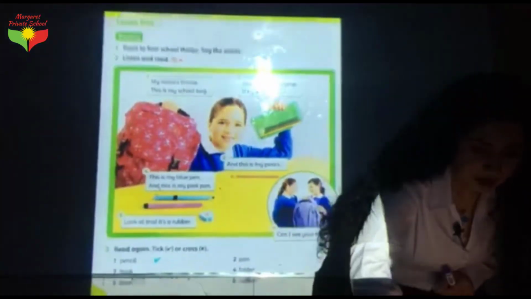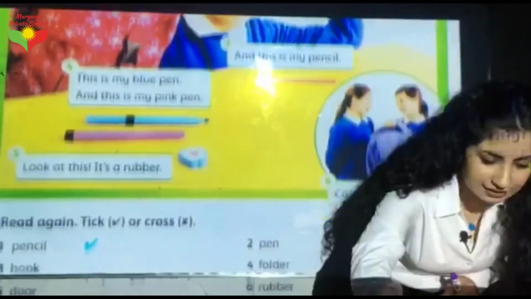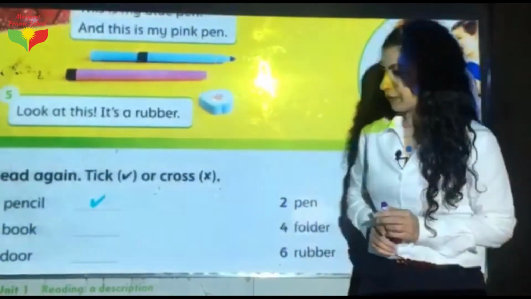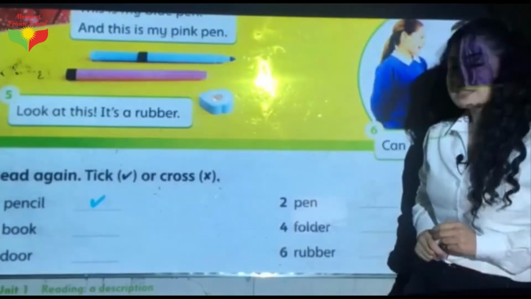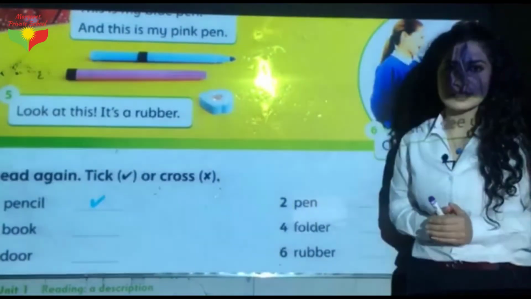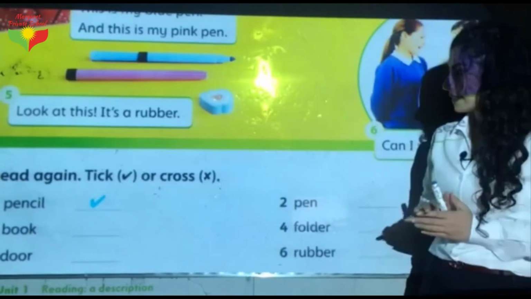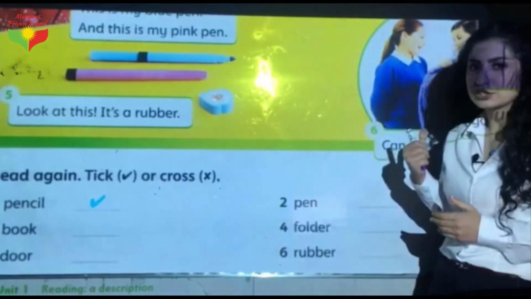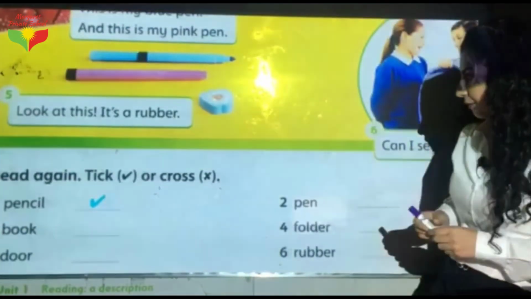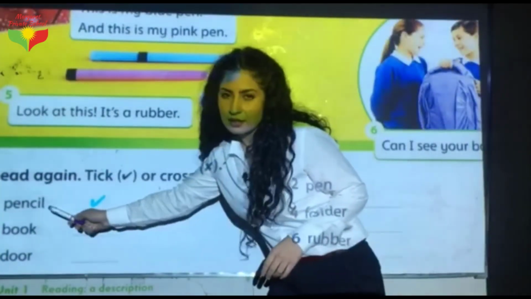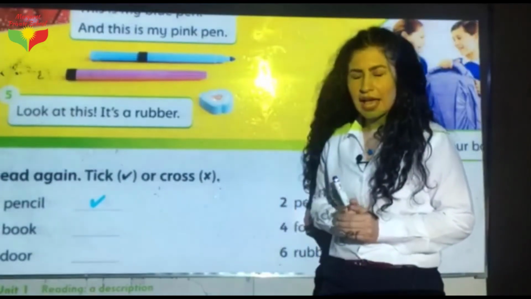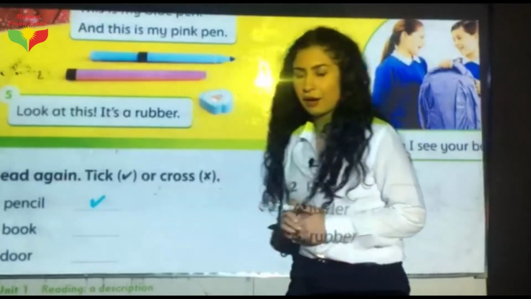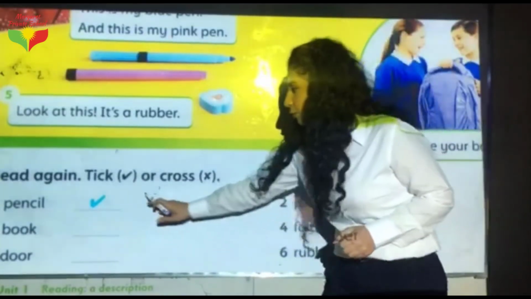Okay, now let's go to this exercise. Exercise. Okay, we have to take those school things that we saw in the picture. Okay dears, the first one, pencil. Did we see any pencil? Yes, of course. So we have to tick. Okay. The first one was done.